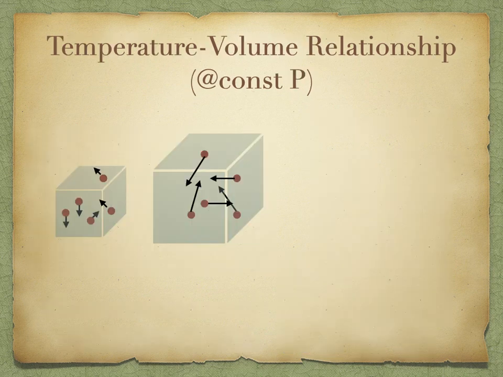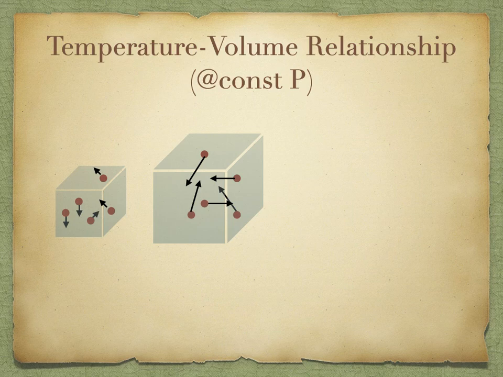The next relationship to take a look at here is the temperature-volume relationship at constant pressure. And so again, we can think about what's going on here. Constant pressure means same number of collisions with the wall. Well, think about what's going to happen here.